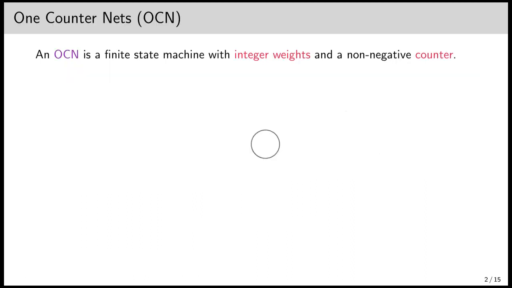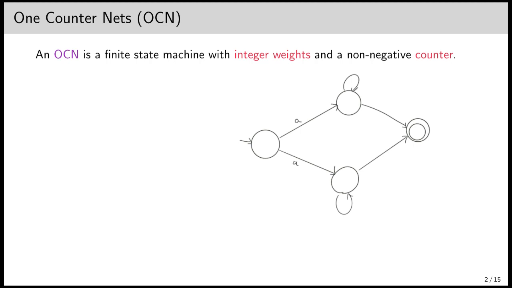We start with a finite state machine, so we have some states Q, some of which are accepting, and non-deterministic transitions between them, labeled by some alphabet sigma. And we obtain from it a one-counter net, or OCN for short, by labeling every transition with an integer weight. Semantically, we equip the state machine with an integer counter that is not allowed to go below 0.